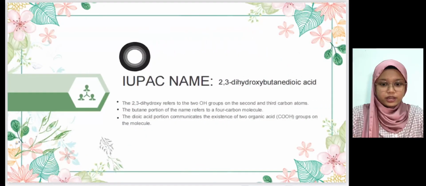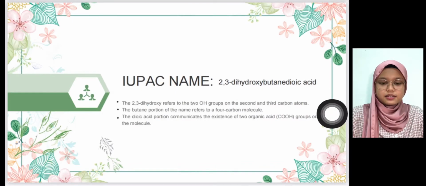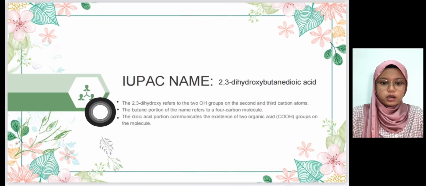Let me start with the IUPAC name of tartaric acid. The official name, or its IUPAC name, is 2,3-dihydroxybutanedioic acid. In this name, the 2,3-dihydroxy refers to the two OH groups on the second and the third carbon atoms, and the butane portion of the name refers to a 4-carbon molecule. The dioic acid portion communicates the existence of two organic acid COOH groups on the molecule.